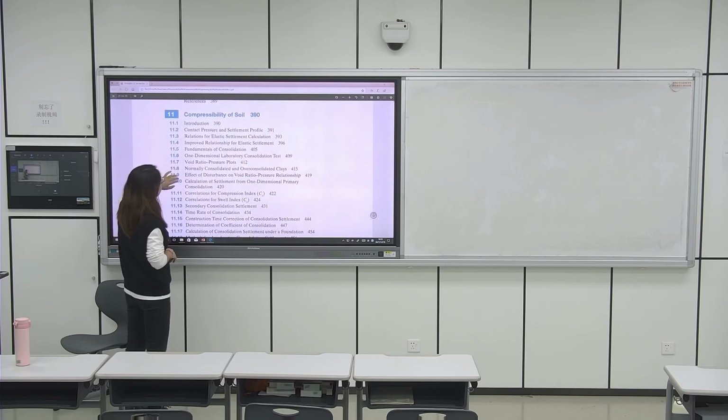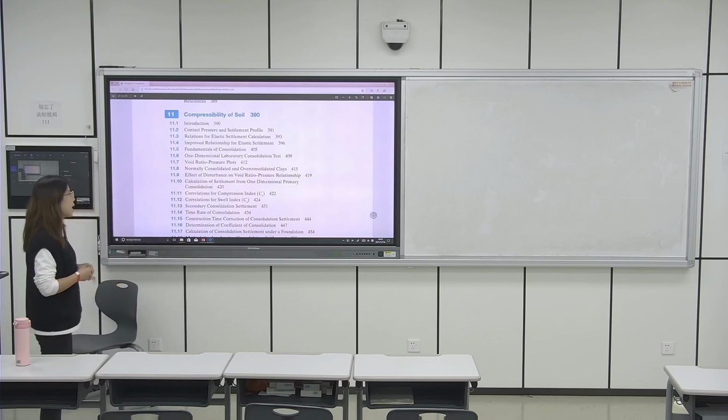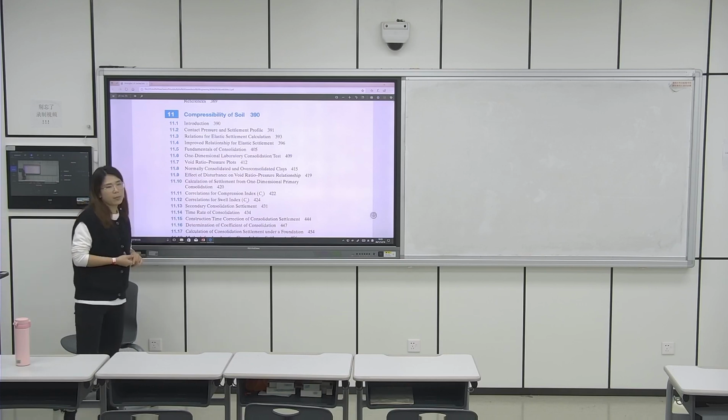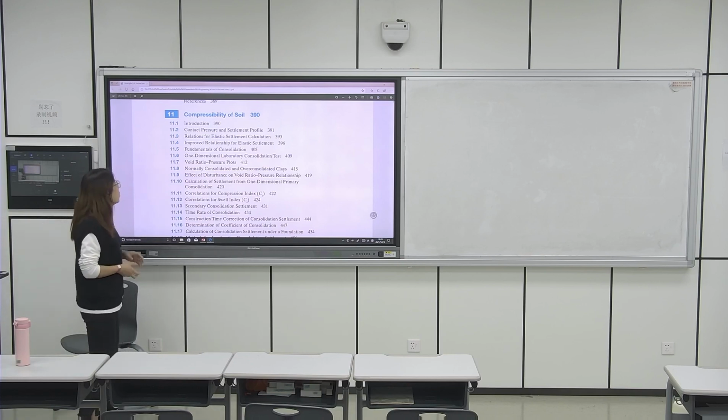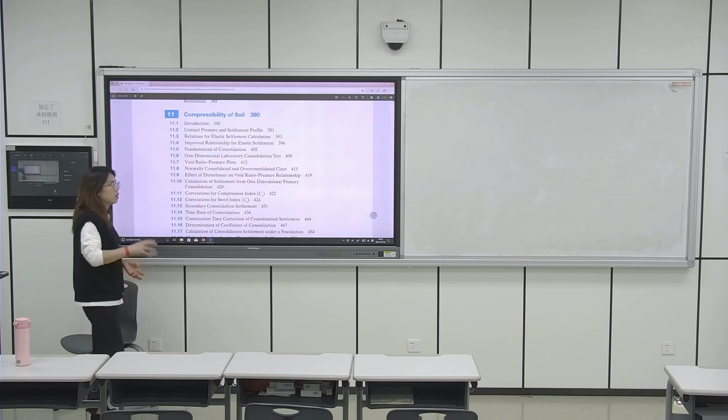And then it is compressibility of soil. That is a very big chapter, and this is the last part we learned in soil mechanics. It is a very important property of soil, compressibility. We introduced the settlement of our soil, right? It consists of 3 parts. The first part is elastic settlement, and then primary consolidation settlement, and then secondary consolidation settlement, right? You remember the inverse S shape of the settlement and time relationship.